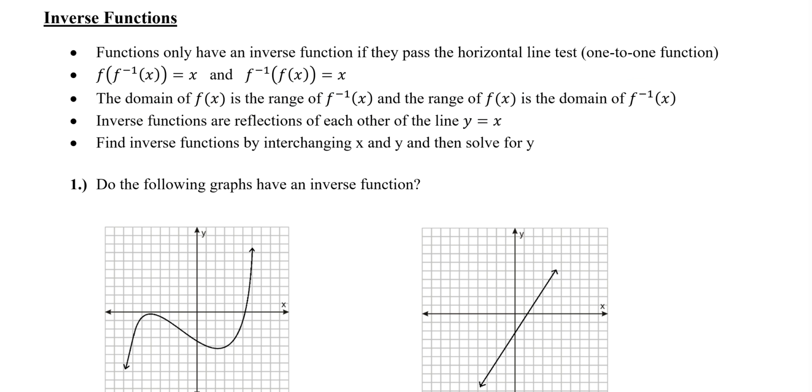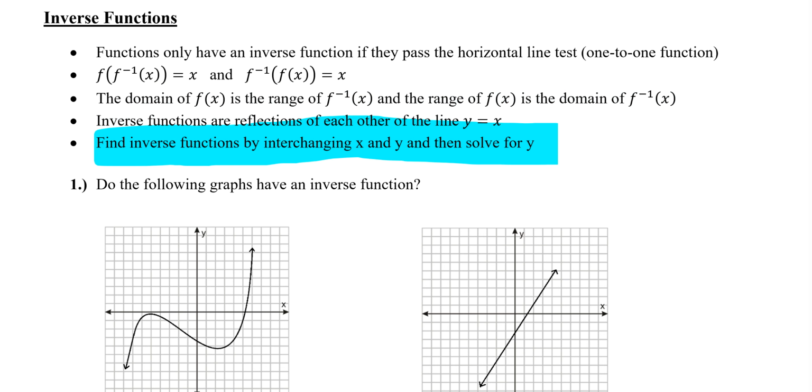So what that means graphically is that inverse functions are reflections of each other over the diagonal line y equals x. And then lastly, you can find inverse functions. Like if you're given a function and you want to find its inverse function, the shortest way to think of it is interchange the x's and y's. All of the x's become a y, and all of the y's become an x. And then you solve for y. That's how you find an inverse function.